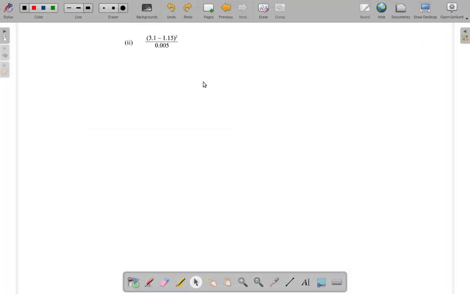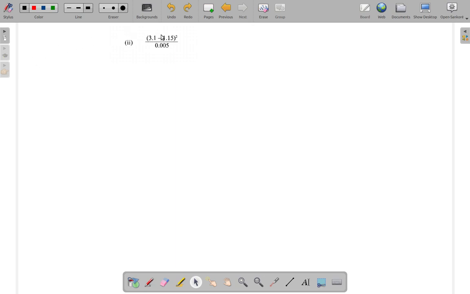Now we're at question 182 of the May CSEC 2017 paper. What's this all about? I see that this says 3.1 minus 1.15 all squared divided by 0.005. Okay, good. Now you're going to use a calculator to help you work this one out.